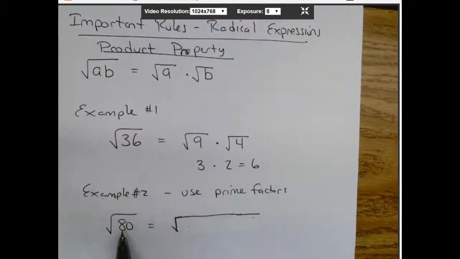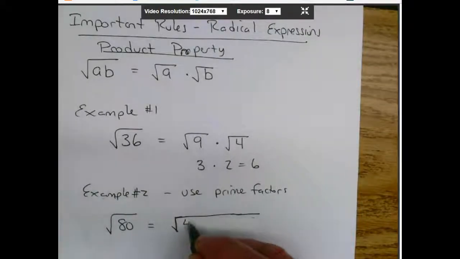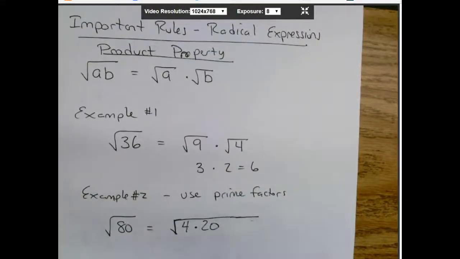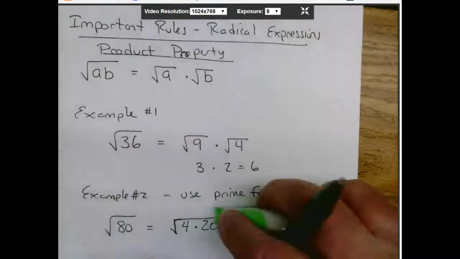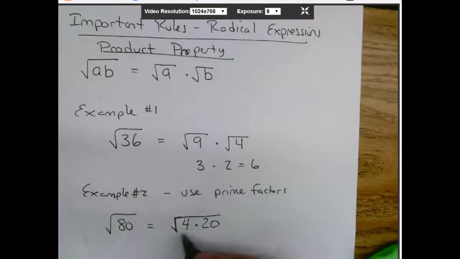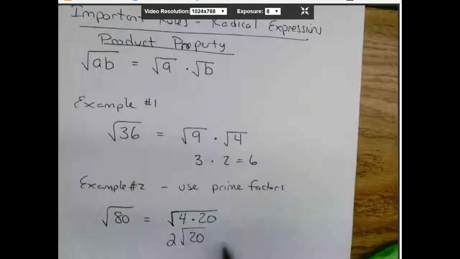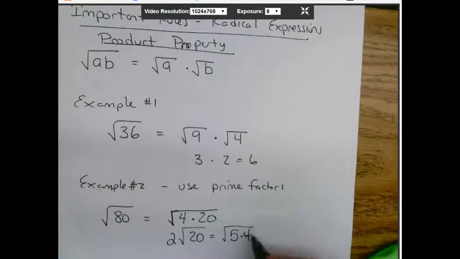Okay, so 4 is a good one. So 4 times 20 would give us something good, right? Let me make that smaller. So with 4 times 20, we could say the square root of 4 times the square root of 20. We could then make that 2 times the square root of 20. Then looking at 20, we could say that's the square root of 5 times 4. Again, we have another 2. We put this together, so we'd have 2 times the square root of 5, and then the other 2 from this 4. So 2 times 2 times the square root of 5, and this would be 4 square root of 5.